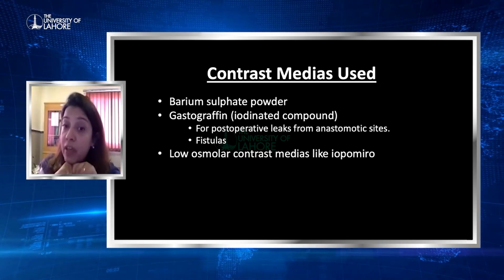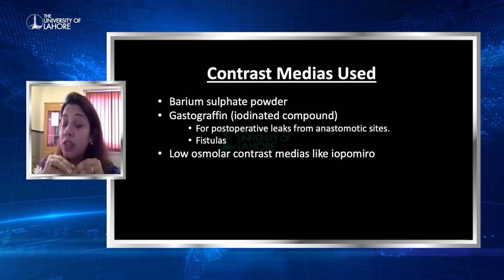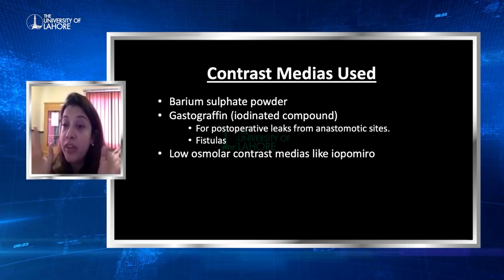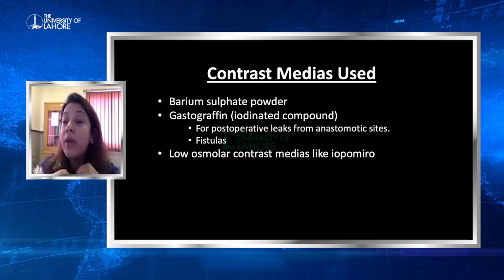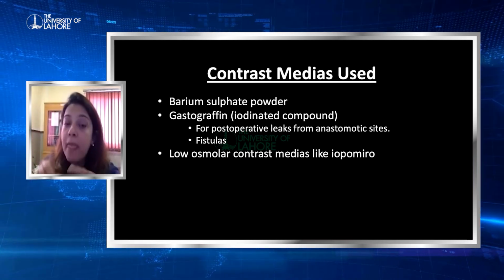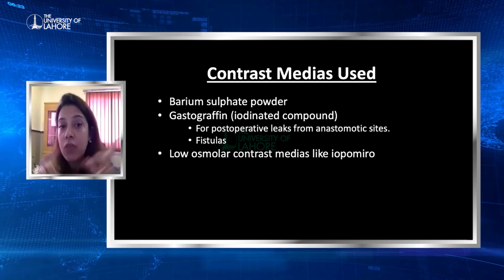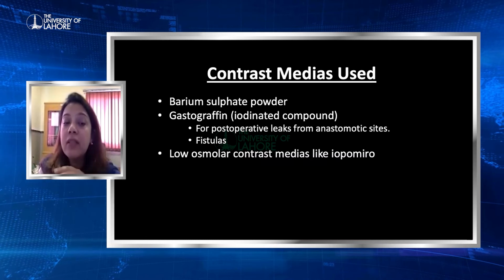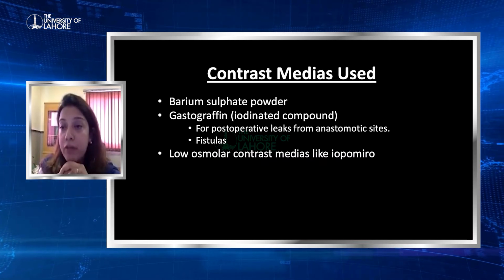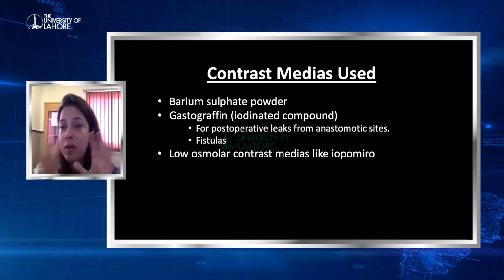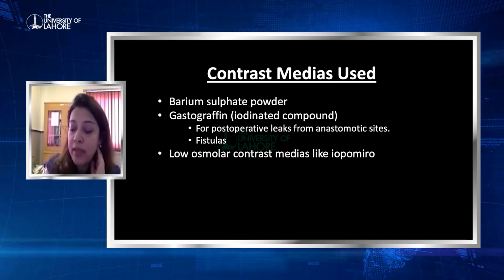If you give barium to a patient who has had a surgery and the wound is leaking, when the barium enters the peritoneal cavity, it will create havoc and the patient will get peritonitis. So it's dangerous. That's why for post-operative patients, if we are suspecting leaks or fistulas, we should give gastrografin. There's also lower or smaller contrast media available, and this is the best because it doesn't wreck your normal peritoneal cavity.